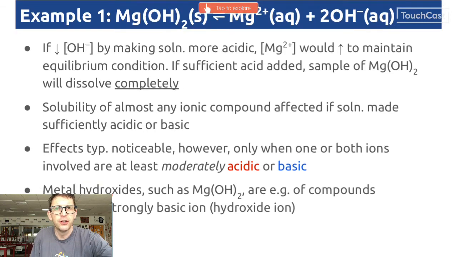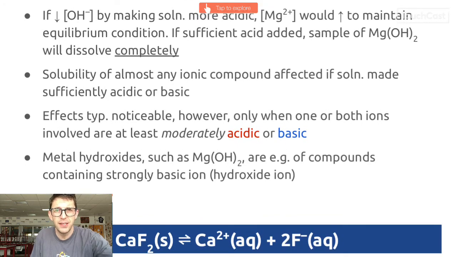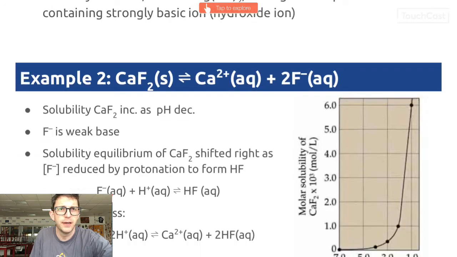Now, our previous example right here with magnesium hydroxide is a metal hydroxide, and that is a compound that acts as a base, right? It's a strongly basic ion, the hydroxide ion. So we will see that noticeable effect. Now, there is one more example here with calcium fluoride.